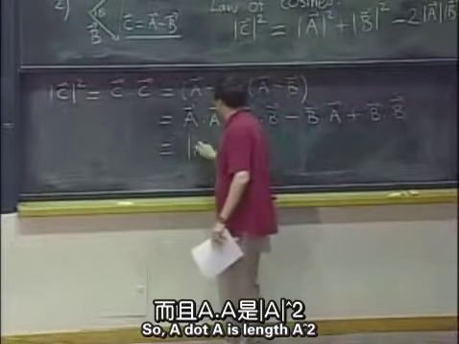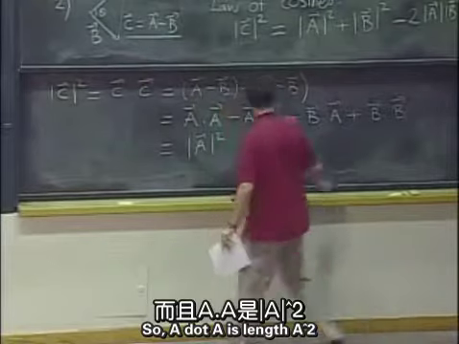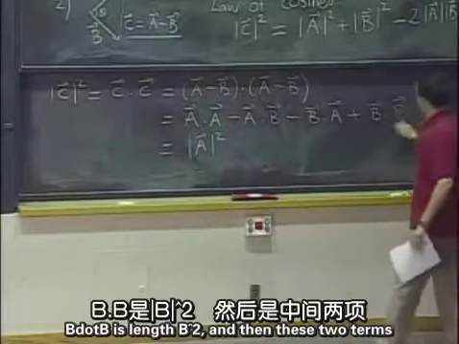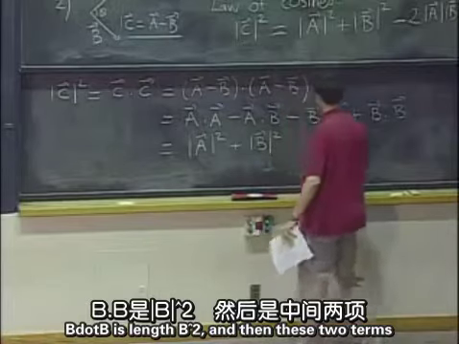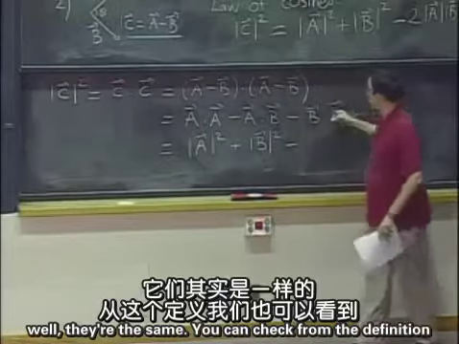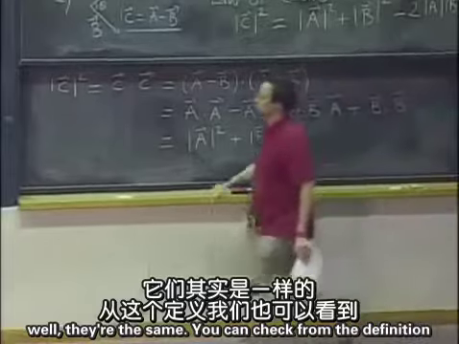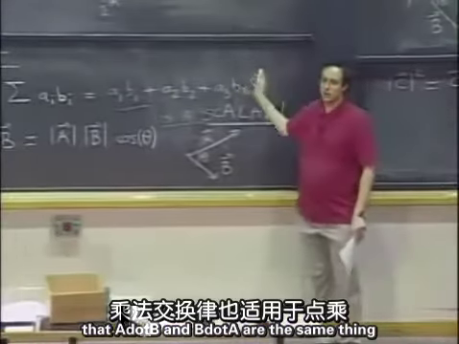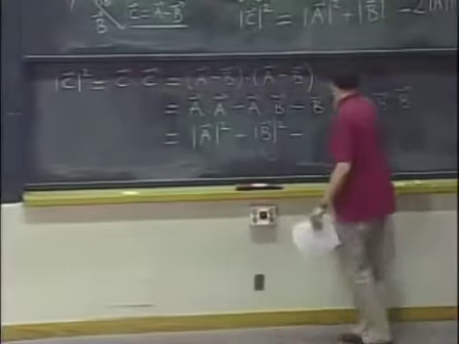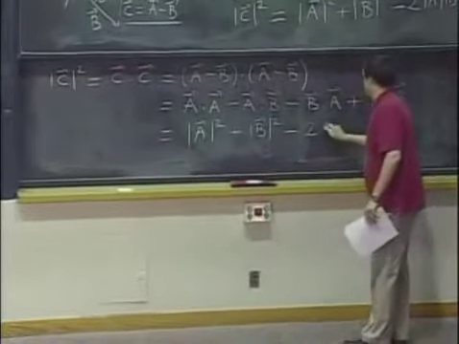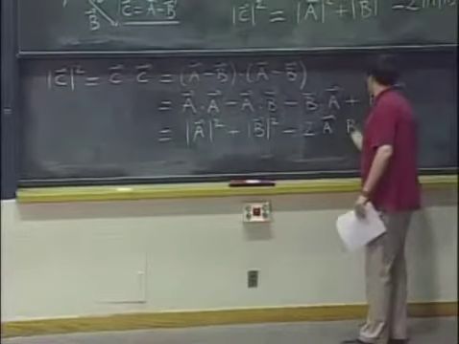So A dot A is length A squared. Let me jump ahead to the last term: B dot B is length B squared. And then these two terms, well, they're the same. You can check from the definition that A dot B and B dot A are the same thing. So there's no hidden trick here. This is really minus twice A dot B.